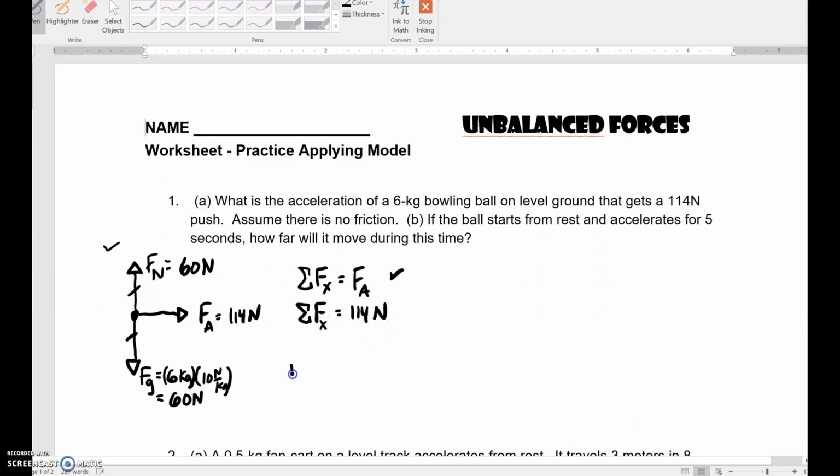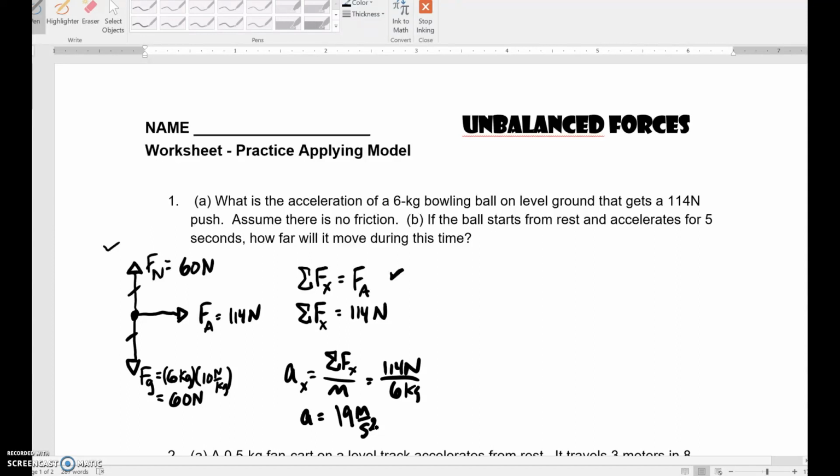So if I want to calculate the acceleration horizontally, that would be the sum of the forces horizontally divided by the mass, or 114 newtons divided by the mass of 6 kg, and that's going to be equal to 19, and the units will be meters per second squared. That is the answer to A.